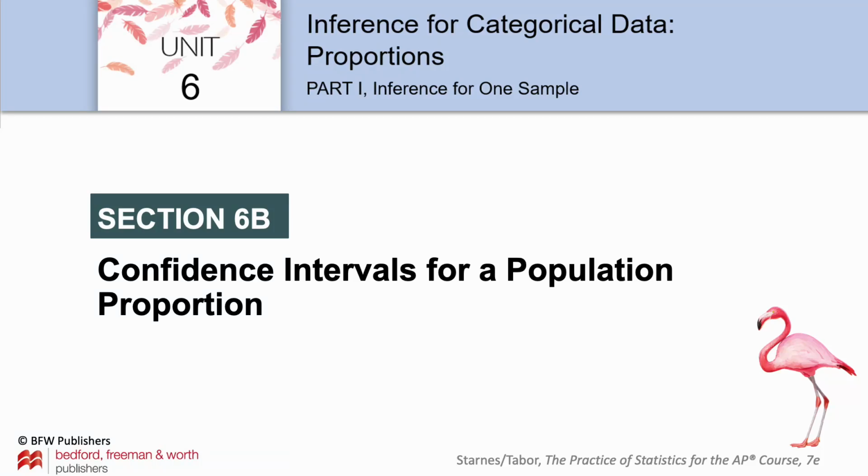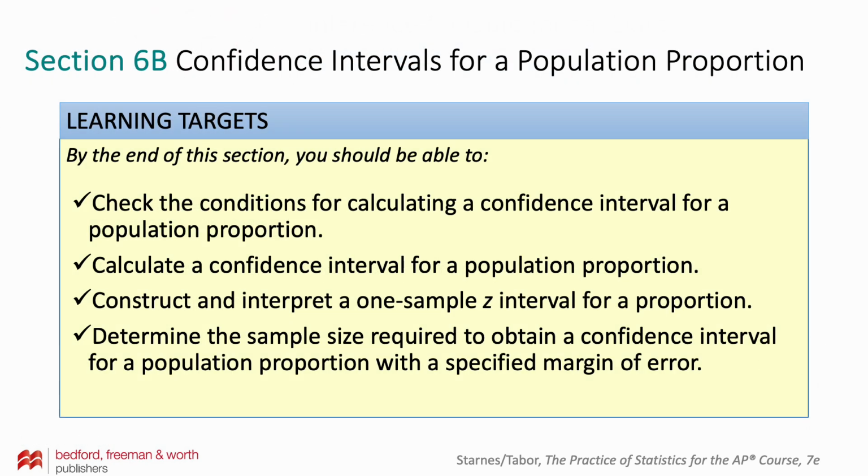Hi, today we are moving on to our section 2, confidence intervals for a population proportion. Our learning targets for this section will be to check the conditions for calculating a confidence interval for a population proportion, calculate a confidence interval for a population proportion, construct and interpret a one-sample z-interval for a proportion, and to determine the sample size required to obtain a confidence interval for a population proportion with a specific margin of error.